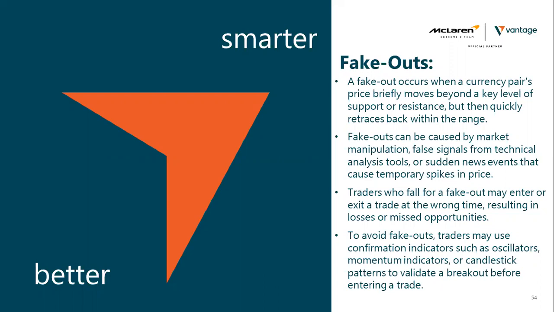So the fourth one is to avoid fake out. Traders may use confirmation indicators such as oscillators, momentum indicators, candle patterns, to validate a breakout before entering a trade. So using patterns is the most reliable, and also trading on certain time frames. Trading on certain time frames can help depending on the instrument you're trading, right?